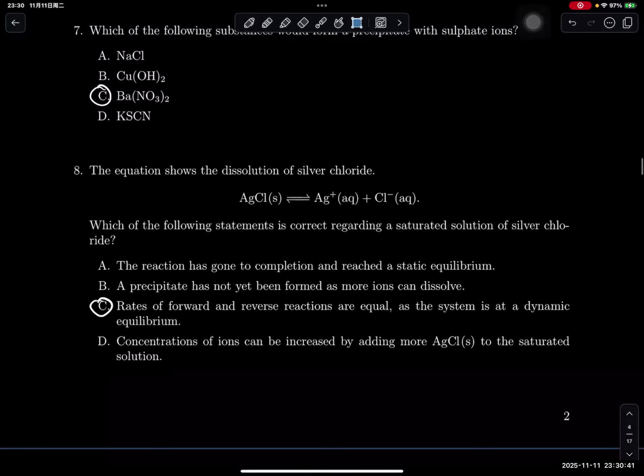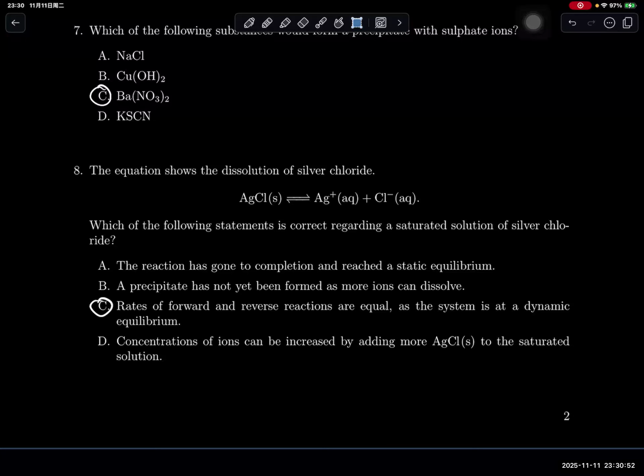Right. Question 8. The equation shows the dissolution of silver chloride. Okay, saturated solution of silver chloride. Which of the following statements is correct regarding a saturated solution of silver chloride? So C, the rate of forward and reverse. That's basically because a saturated solution means an equilibrium. Okay, dynamic equilibrium is established in a saturated solution.